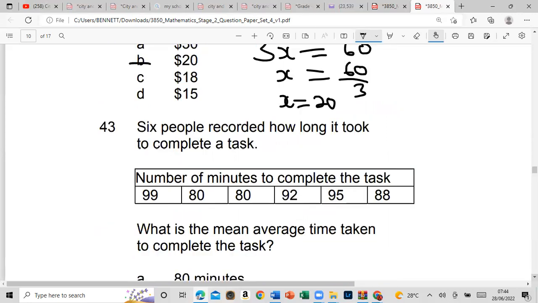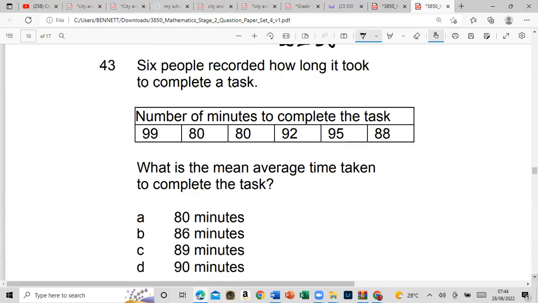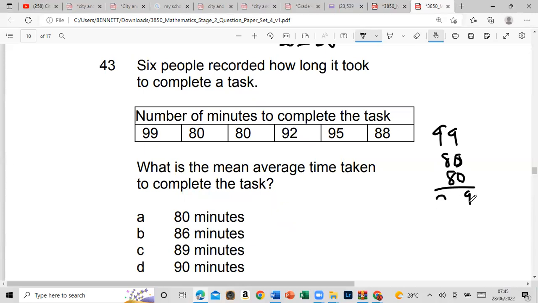6 people recorded how long it took to complete a task. What is the mean average for the time taken? Oh Lord. Alright, so we have 80 and 80, 92, 99. Alright, so I'm going to add them here. I'm going to add 99, 80 and 80. Two minute break, guys, I'm going to add them separately. Alright, so 9 and 8, 17. 17 and 8, 25. So this is 259.